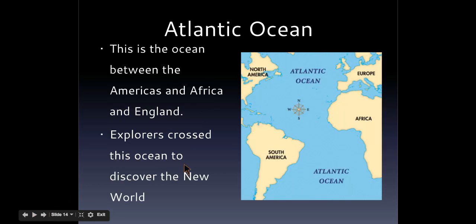Alright, the Atlantic Ocean. This is the ocean between the Americas and Africa and England. So, of course, we know that settlers from England started off in England and crossed the Atlantic Ocean to North America. And that is how they discovered the New World. But this would have taken a really long time, probably about 3 or 4 months almost, to cross the Atlantic Ocean. And of course we know that slaves come from Africa on the Middle Passage to North America.